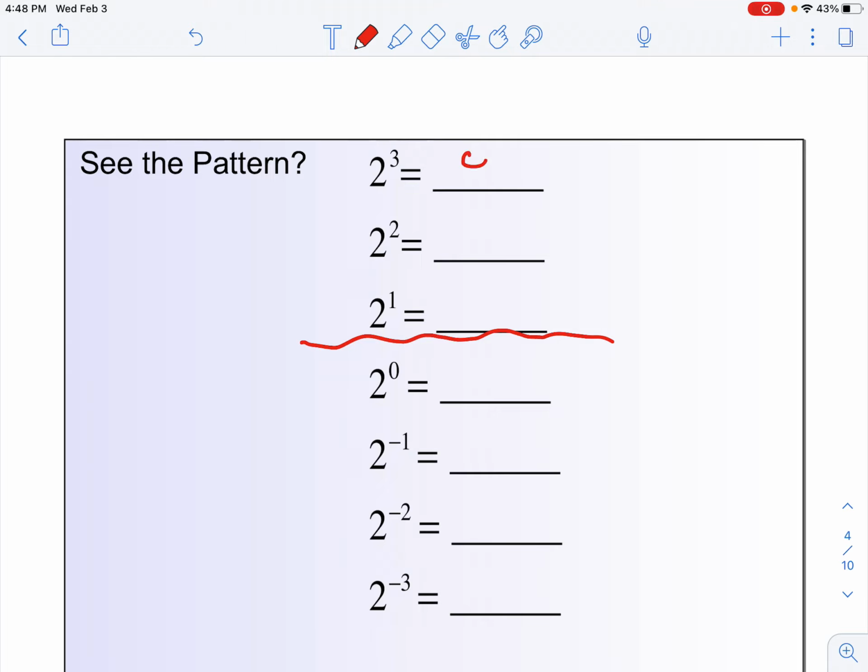Well, 2 to the 3rd power is 8. It's not 6. It's not 2 times 3. It means 2 times 2 times 2. 2 to the 2nd power is 4 because that's 2 times 2. 2 to the 1st power is just 2. So notice each time that we go down, we are multiplying by 1 less 2.